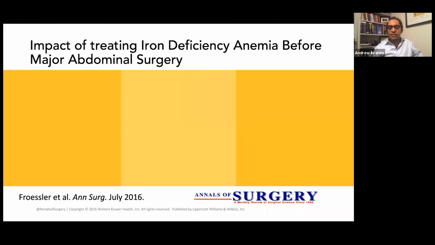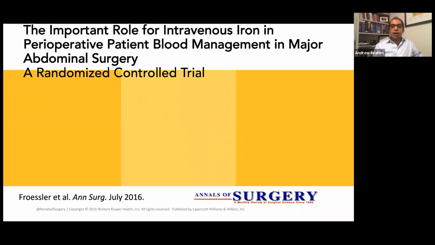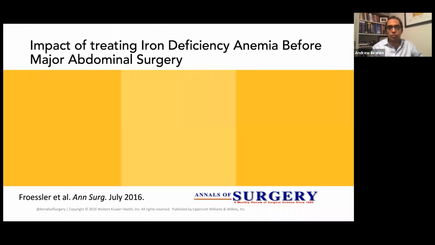I then rephrase the title. Now, what's written there isn't bad, but it's too much. It's too long. Kind of like that example I showed you before. There's a real value in being both clear and concise. So could I get effectively the information across in less words? So I changed that to the impact of treating iron deficiency anemia before major abdominal surgery.